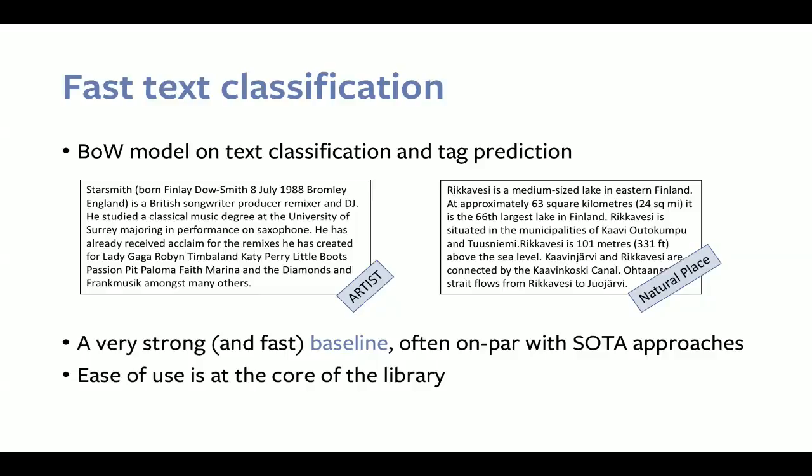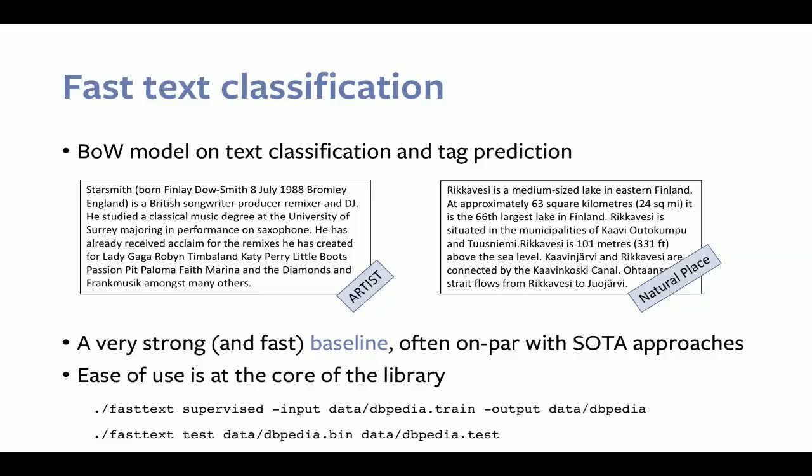The ease of use is at the core of the library, because you just download the code, do make, and then fastText supervised, the input data, the output where you want to save your model, and you can train. So that trains, and this is for testing.